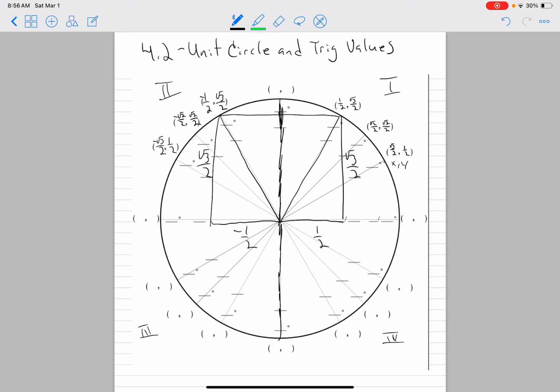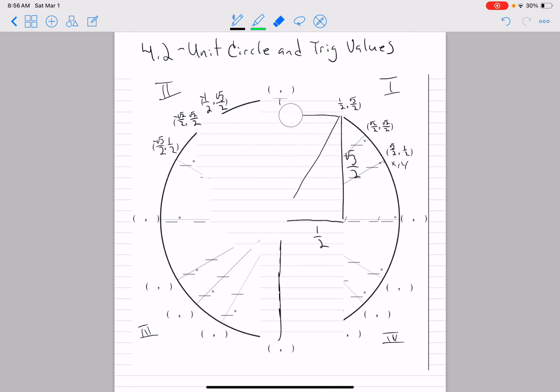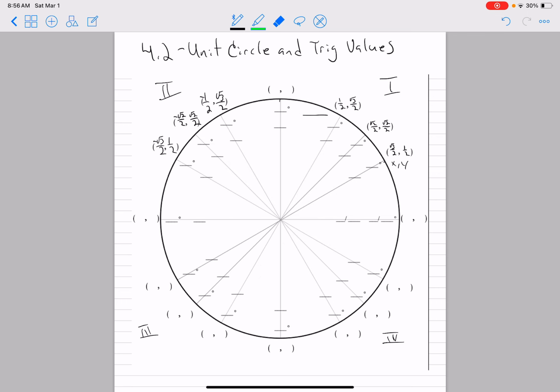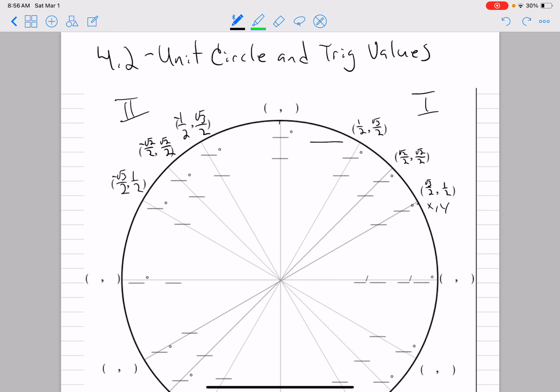Okay? So now what I should be starting to notice is, everything in quadrant 2, x is always going to be negative and y is always going to be positive.